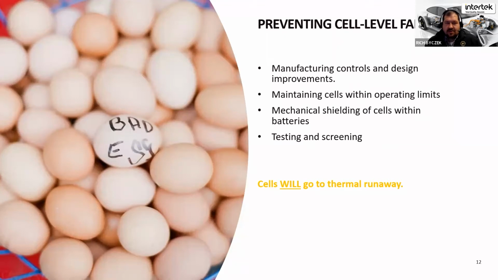So understanding some of those main concerns of what can cause a thermal runaway event or propagation event to be triggered, how can we prevent them? First of all, I mentioned statistically, you're going to have a bad cell somewhere along the way, but manufacturing controls, design improvements, engineering out some of the potential causes of those manufacturing defects is your first line of defense.